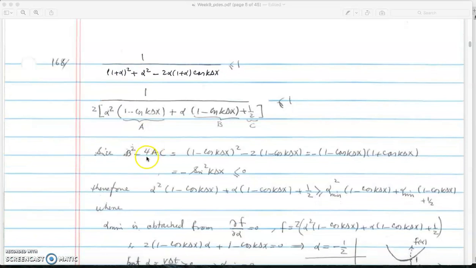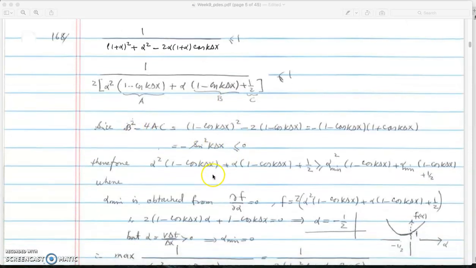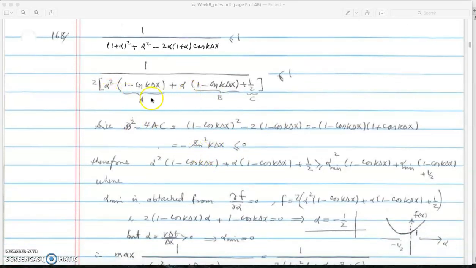Because b squared minus 4ac is less than 0, if you do the math, plug in the numbers, you see that this is equal to minus sin squared and is always less than 0. Because this is less than 0, that means this thing, which is a quadratic function of alpha, has a minimum. To find its minimum, we take the derivative of the downstairs with respect to alpha. So that's what I did here.